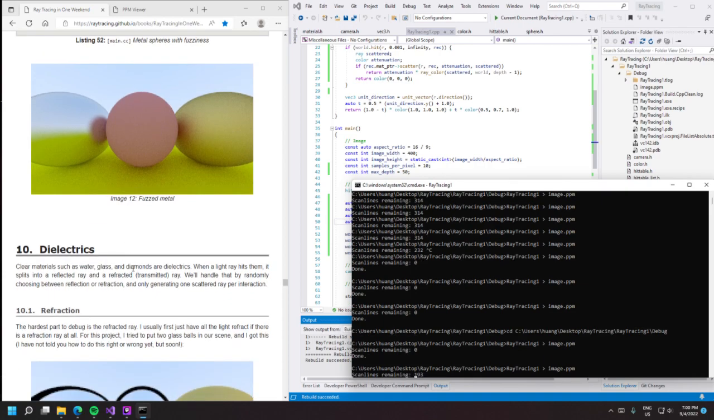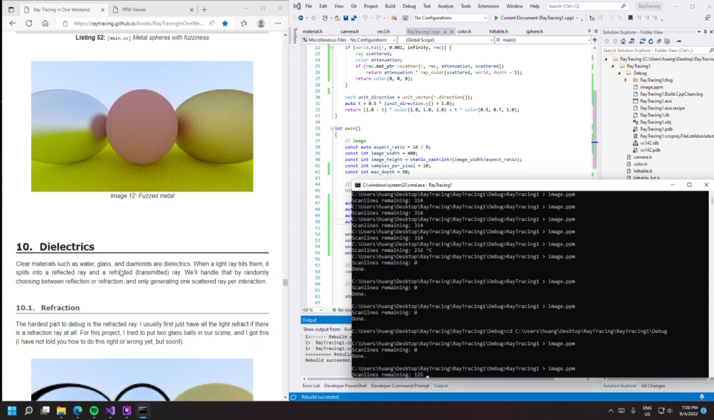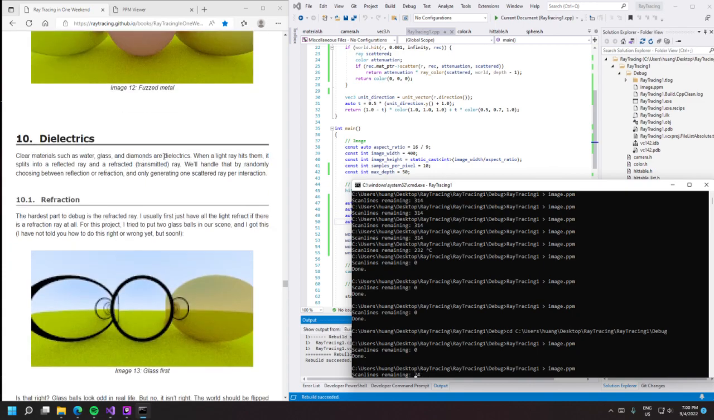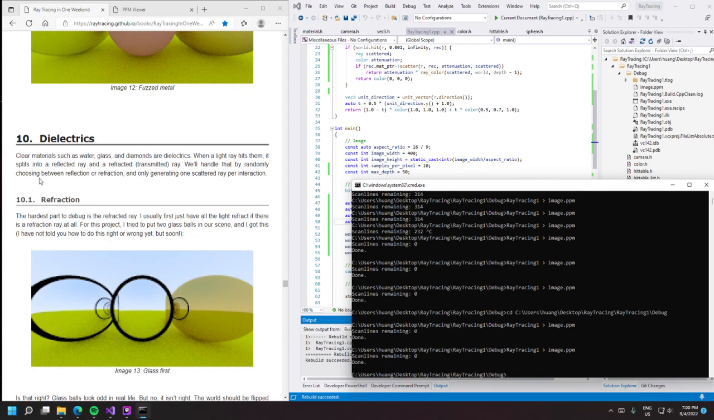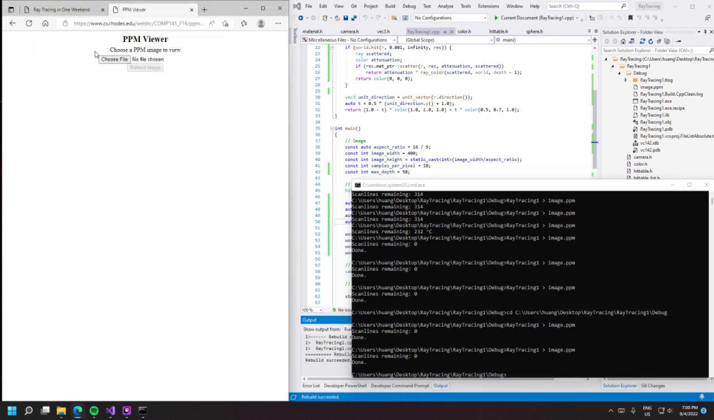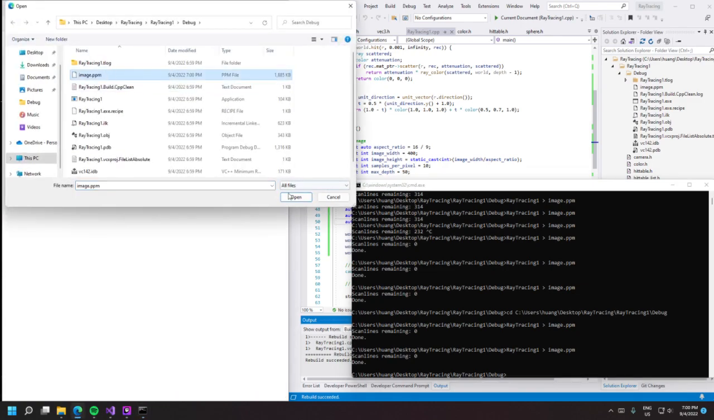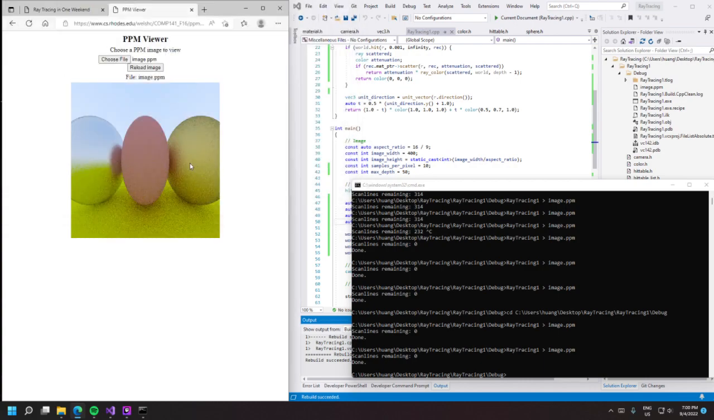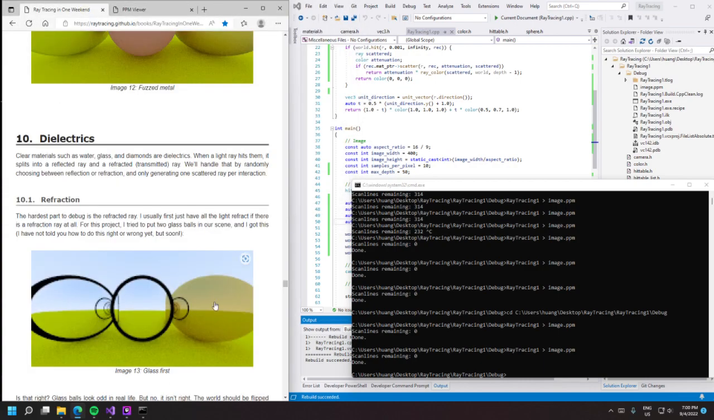Some dielectrics, clear materials such as water, glass, and diamonds are dielectrics. When a light ray hits them, it splits into a reflected ray and a refracted transmitted ray. We'll handle that by randomly choosing between reflection or refraction, and only generating 1 scattered ray per interaction. Okay, let's first test how the previous file changed. Oh yes, now the fuzziness is kind of different.